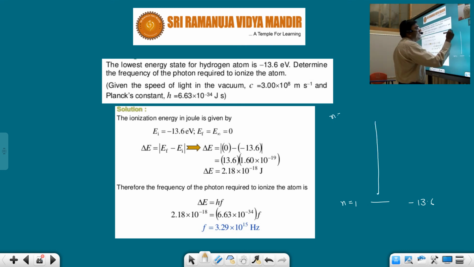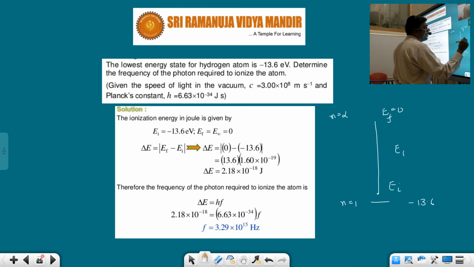So n is equal to infinity. N is equal to infinity, energy is equal to 0. That is E final. E final is 0. I hope you understood. So now E final minus E initial.